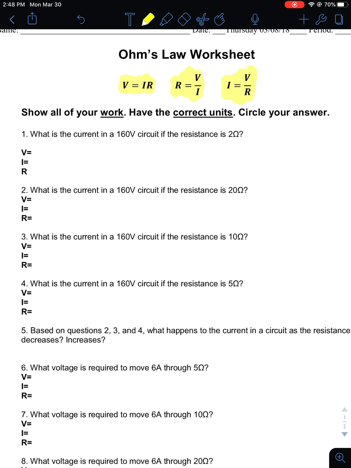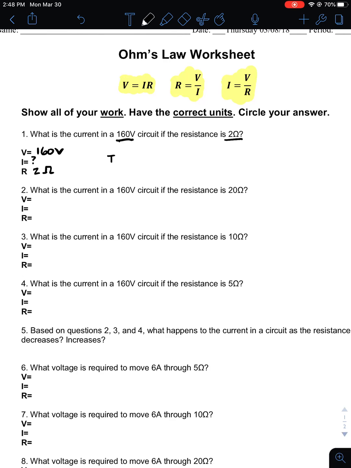So the first question we'll do is an example, so just kind of follow along so you can see how you should do it. Remember, you always have to list out what the question tells you. So a good thing to do is underline 160 volts, and the resistance is 2 ohms. So we write that over here. Resistance is 2 ohms, and question mark for current.